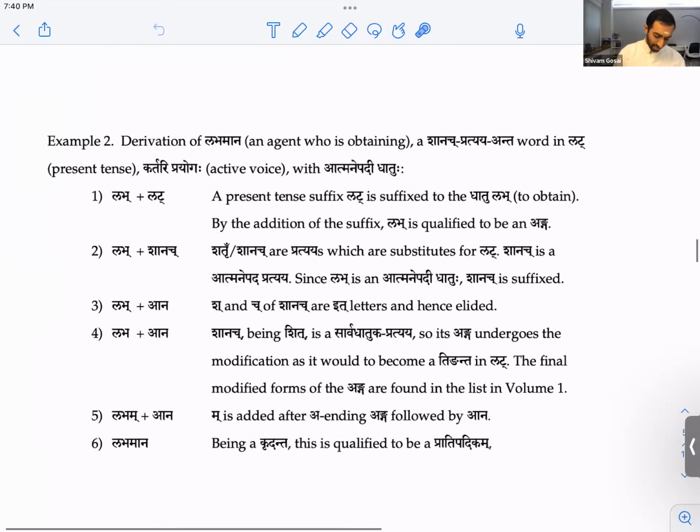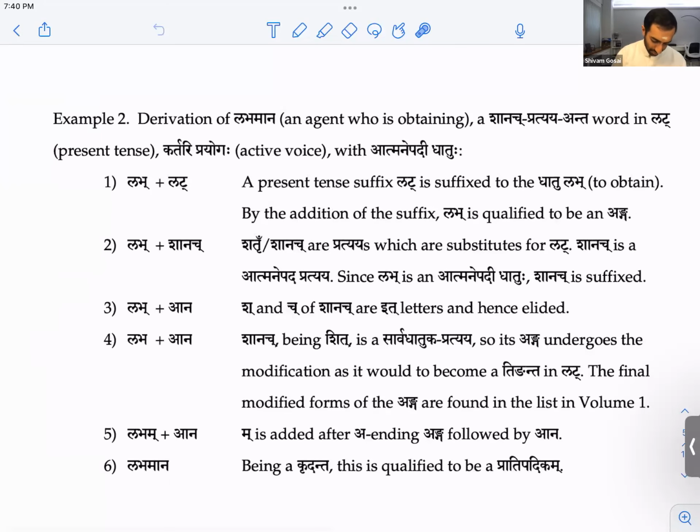Now I'm starting with the dhatu labh, and I'm adding lat lakara. Remember, when we're making a tingantam or when we're doing Kṛdanta Śānac, they all start with a lakara. So an option here is I can replace this lat with tip plus g, making it a verb, or I can make it into a noun by adding Kṛdanta Śānac, for example.